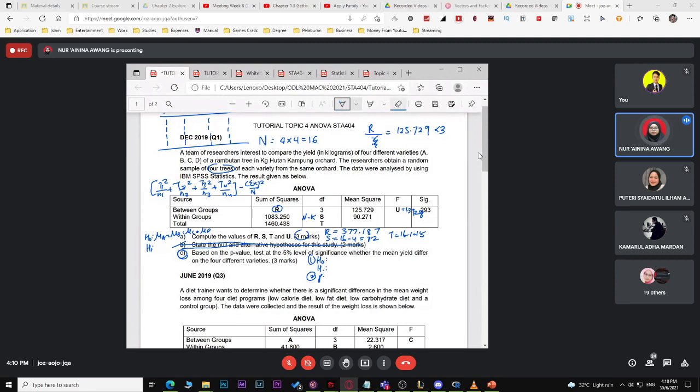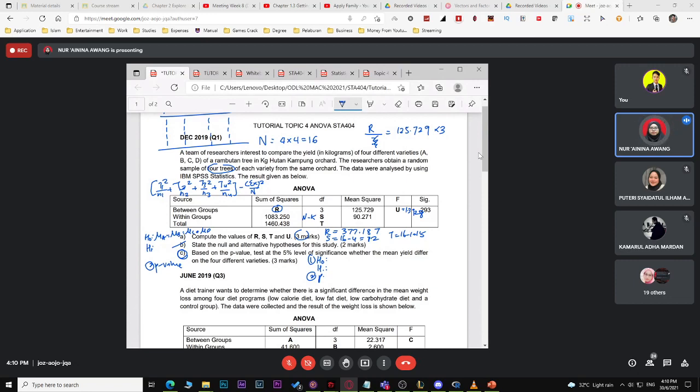But if the question already asked you about your hypothesis on the previous questions, for example this one, so for C, we just start with the next step, your p-value. No need to write back your hypothesis, since the previous question already asked you about the hypothesis.